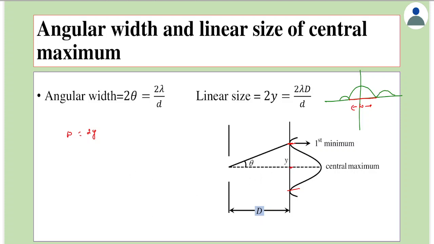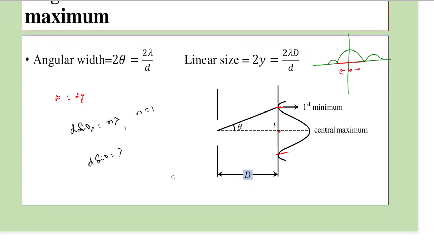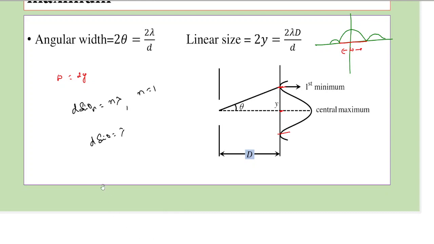Now we know that the condition for path difference for a dark band is d sine theta n equal to n lambda. Here we are focusing on the first minimum, so n becomes equal to 1. So we get d sine theta is equal to lambda. This is the condition for the first dark band.